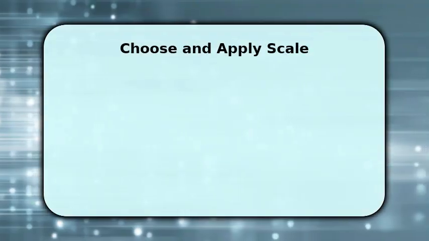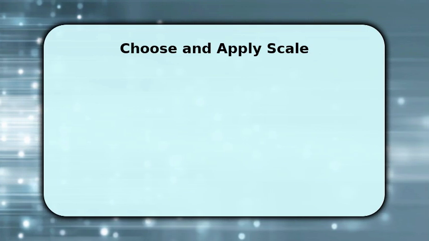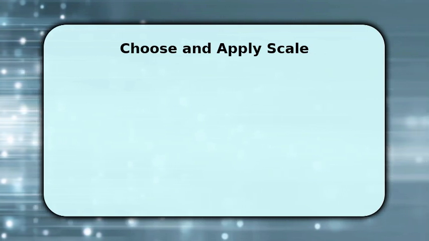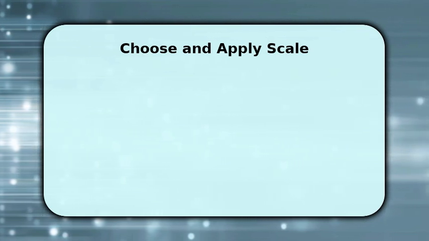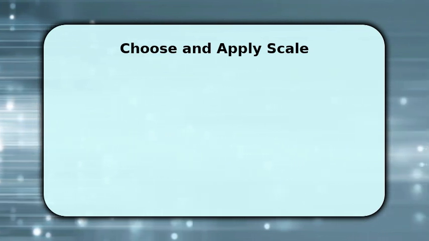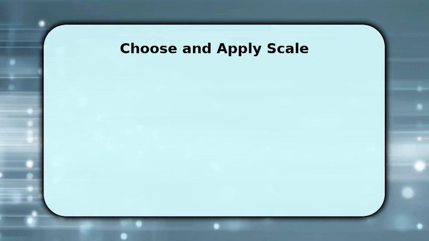Next, focus on changing the scale value itself. Pick a recommended option from the scale drop-down like 100%, 125%, or 150%. If those don't look right, go to Advanced Scaling Settings and enter a custom percentage between 100 and 500. This is useful for high DPI displays.